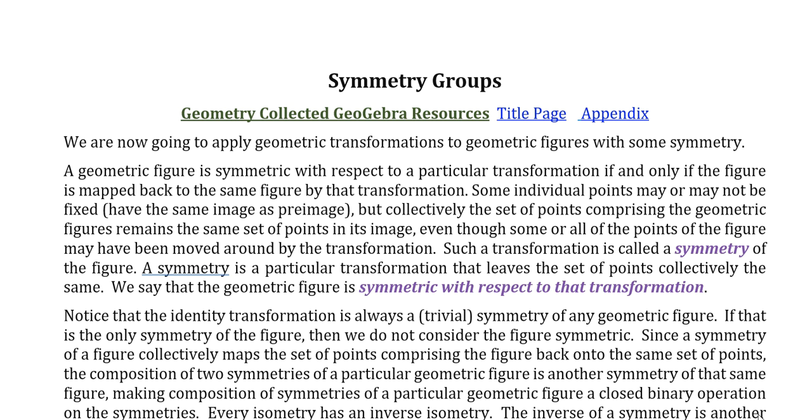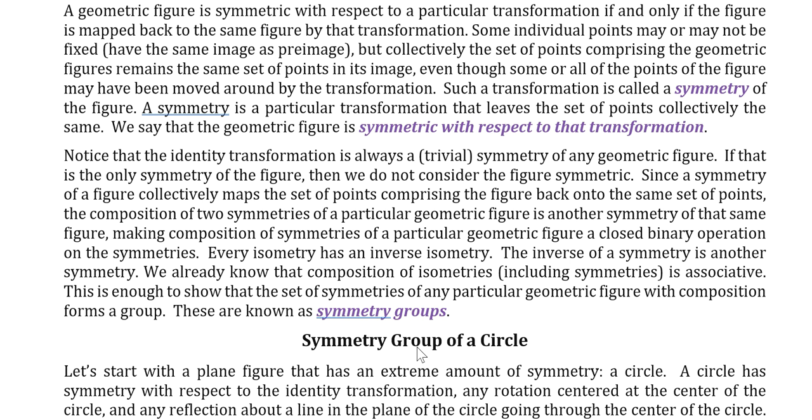Such a transformation is called a symmetry of the figure. A symmetry is a particular transformation that leaves a set of points collectively the same. We say that a geometric figure is symmetric with respect to that transformation. Notice that the identity transformation is always a trivial symmetry of any geometric figure. If that's the only symmetry of the figure, then we do not consider the figure to be a symmetric figure.